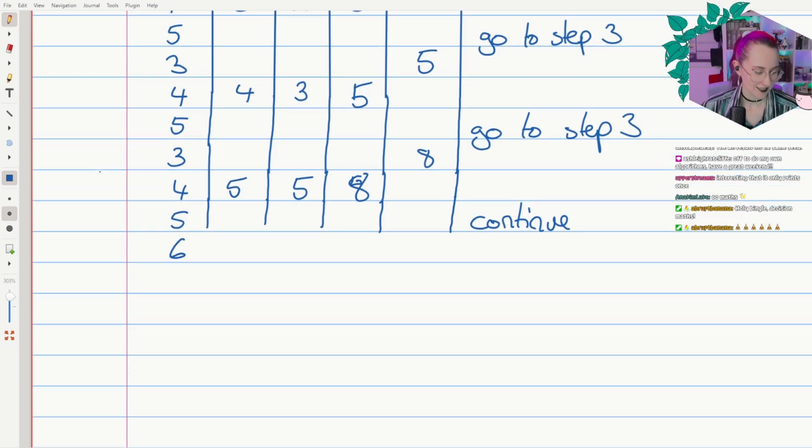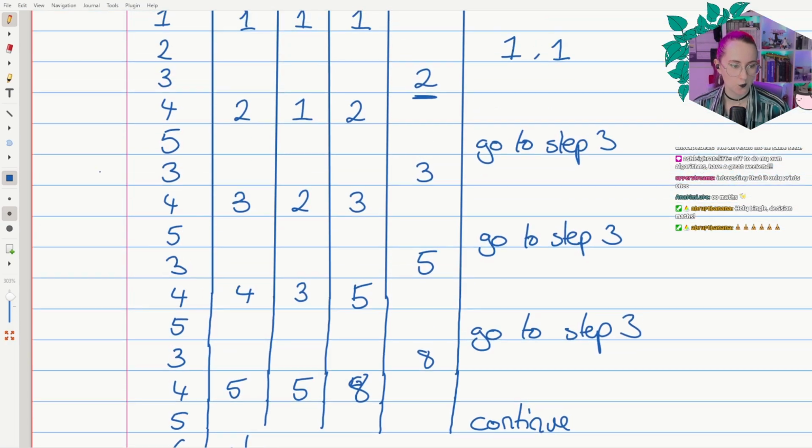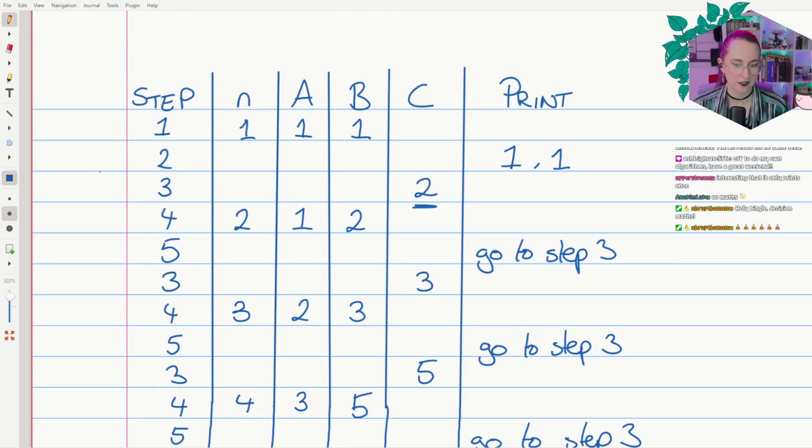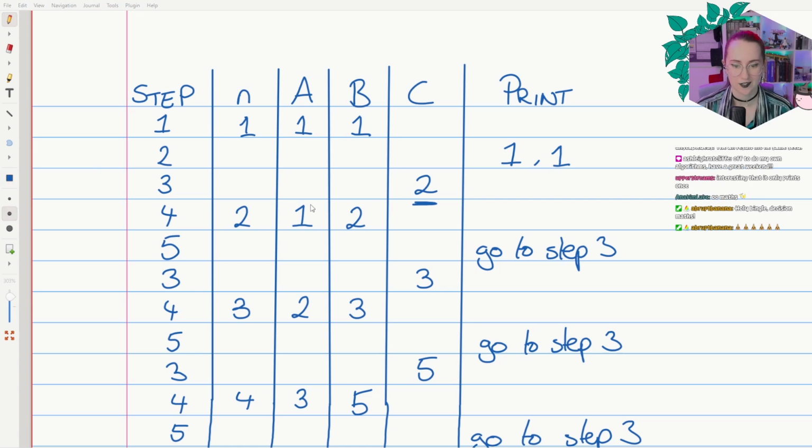Okay, and then finally we get 6. N is equal to 5, so we stop. Okay, so I think what we should have been doing is, this is where I come through with my red pen.